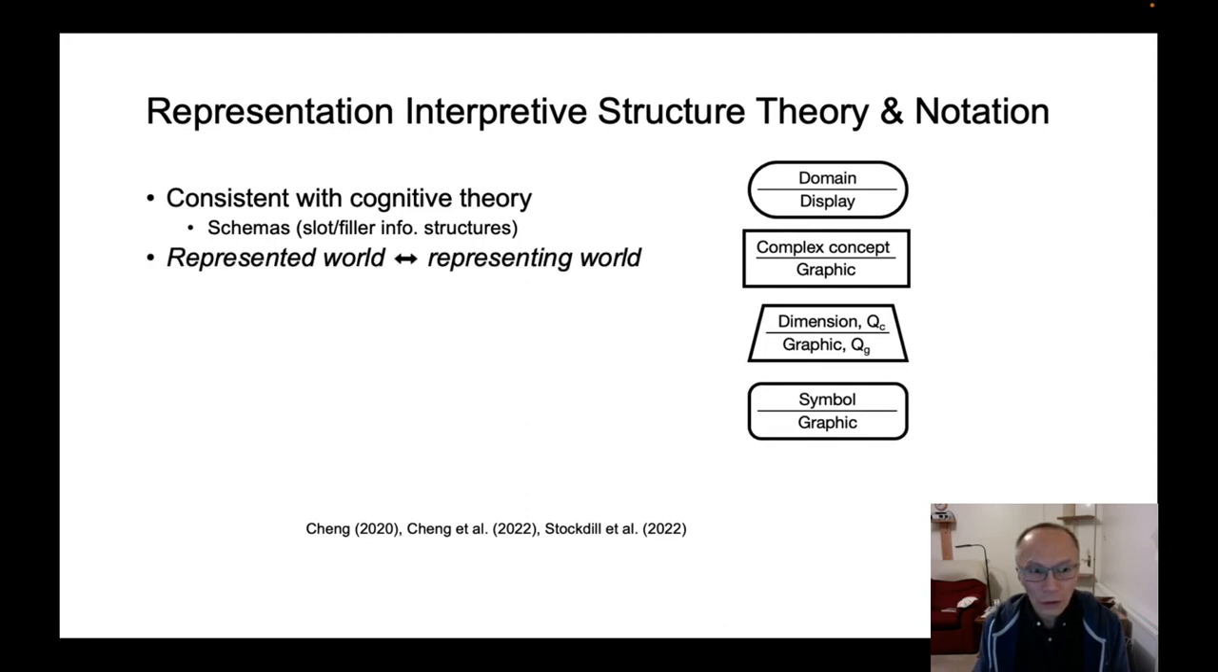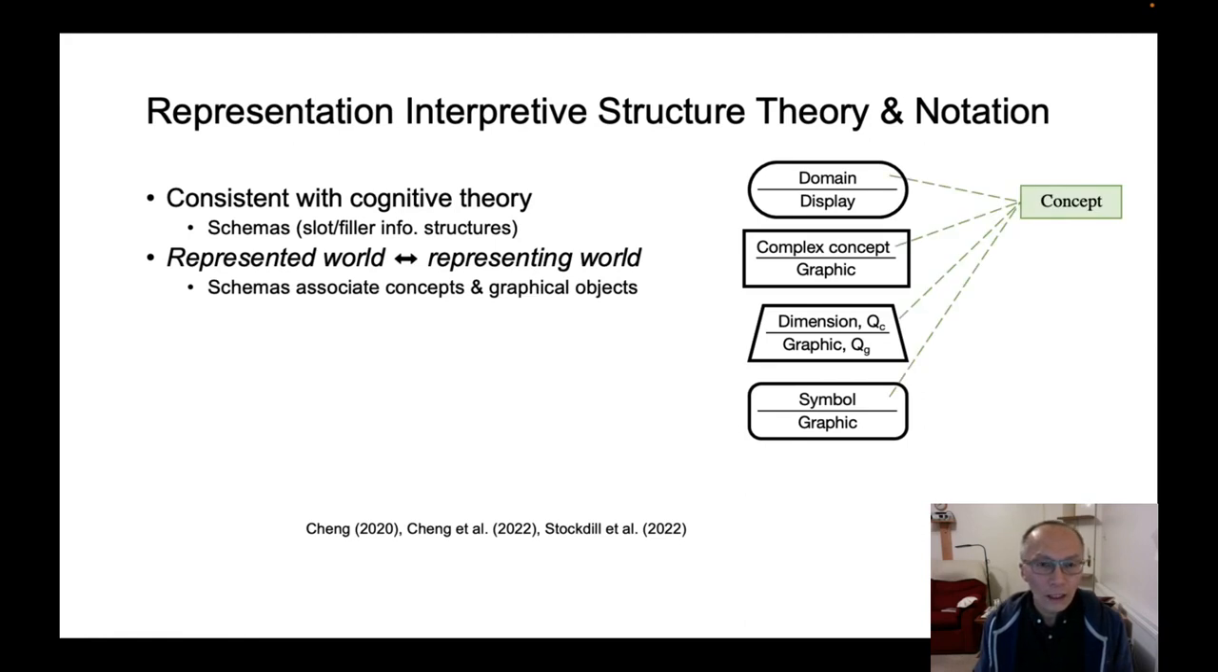The theory makes a strong cognitive claim that the overall purpose of the mental representations of a representation is to closely associate information about the represented world with components of the representing world. In other words, the concepts being used and the graphical objects of a display. These are captured in the schemas. In the notation, the names of concepts are at the top of each of the icons, and the graphic objects are indicated at the bottom.